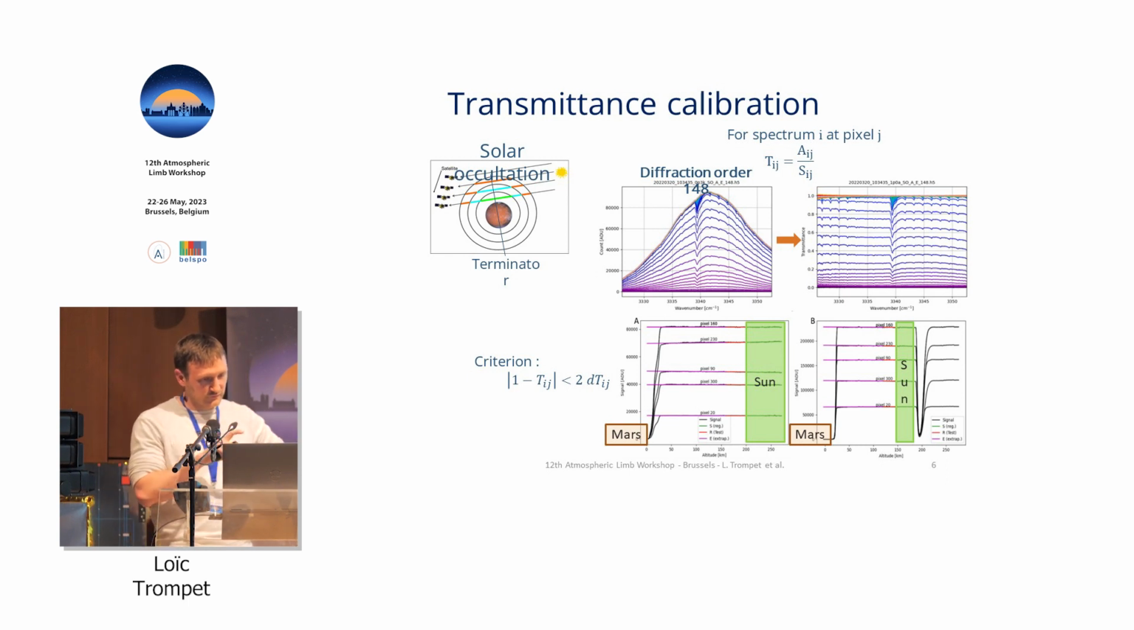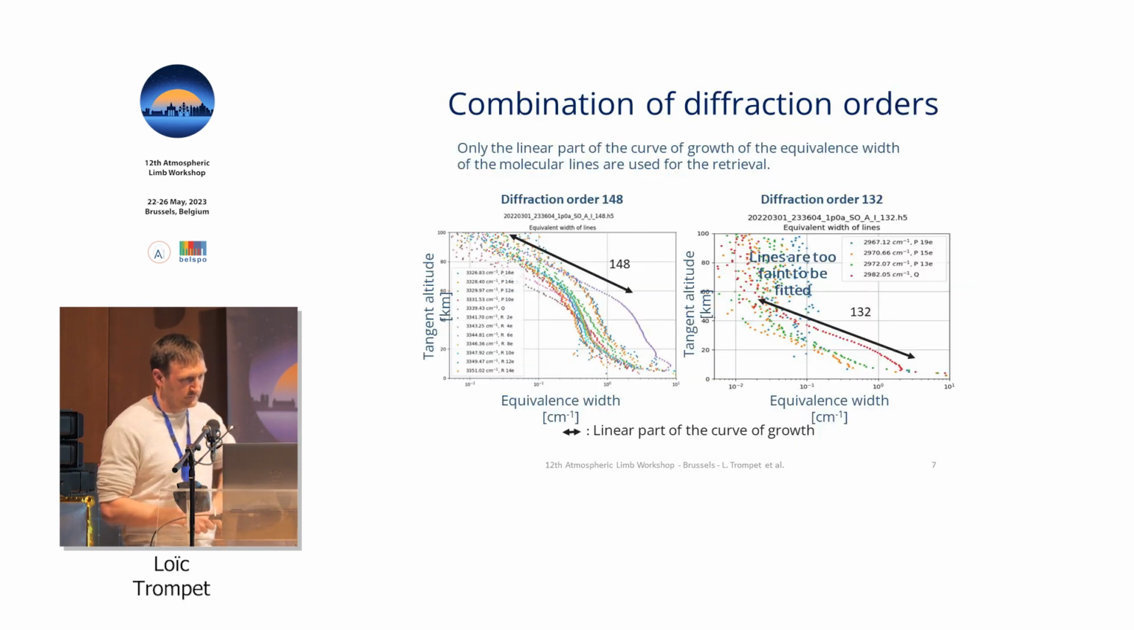And this was, in fact, changing the pointing of the spacecraft. And well, if you took this into account for considering the sun reference spectrum, you would get transmittance spectra that are very far away from one at the top of the atmosphere, and this is a problem if you want to retrieve aerosols.